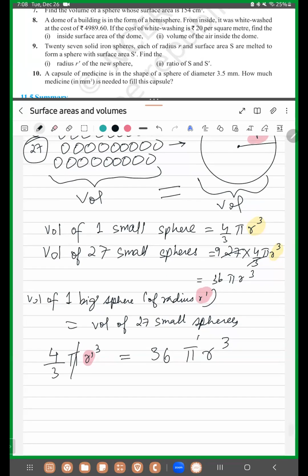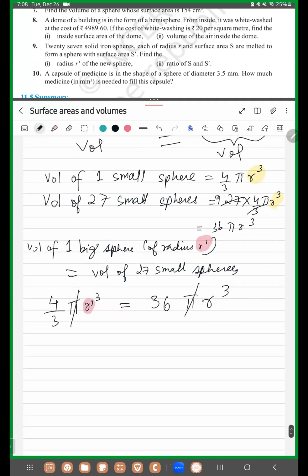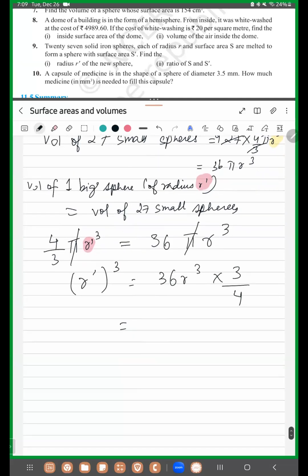So pi gets cancelled. Cube and cube will not get cancelled yet, okay? Don't cancel them. And so we take r dash cubed is equal to 36 r cube into 3 by 4. So 3 by 4 will go to the other side, it will become reciprocal. Now 36 into 3.